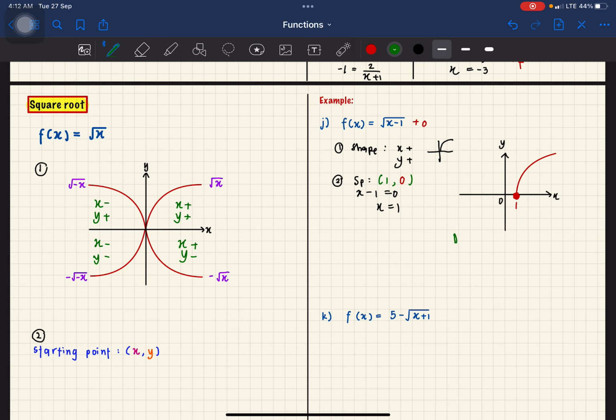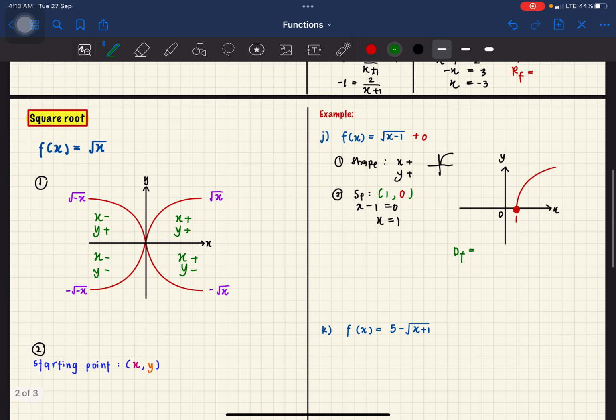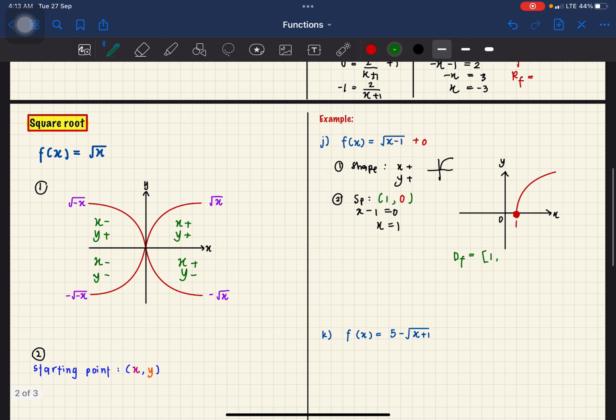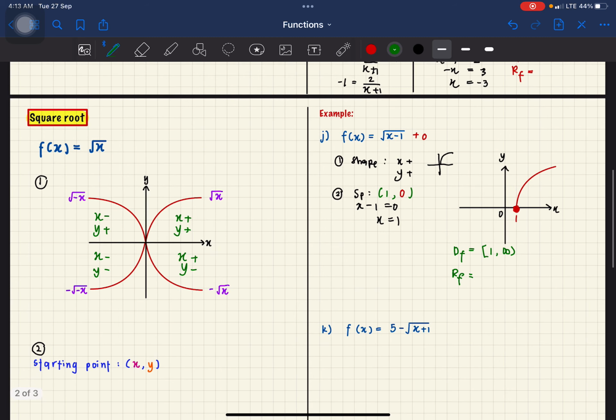So domain kita, okay, what is the smallest value of X? So dia start daripada 1 and then dia pergi ke sana. Okay, which means that our domain is from 1 up until positive infinity. Okay, and then what about our range? So range kita tengok nilai yang paling rendah sampai nilai yang paling tinggi. So nilai paling rendah kita is this one. Okay, so dia start dengan kosong sampai positive infinity. So our range is from 0 up until positive infinity.